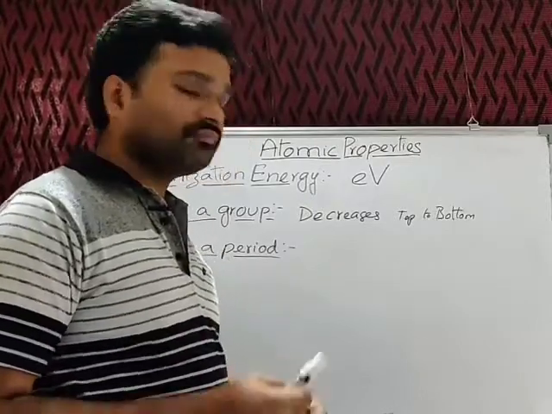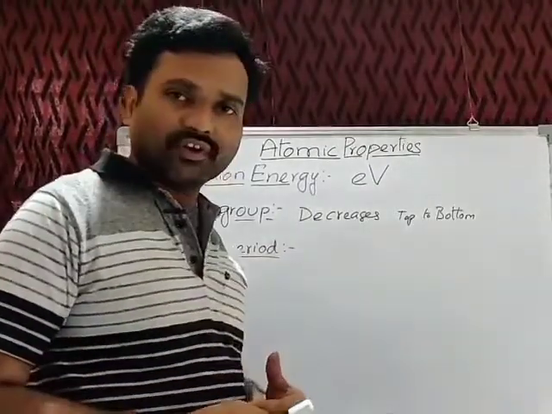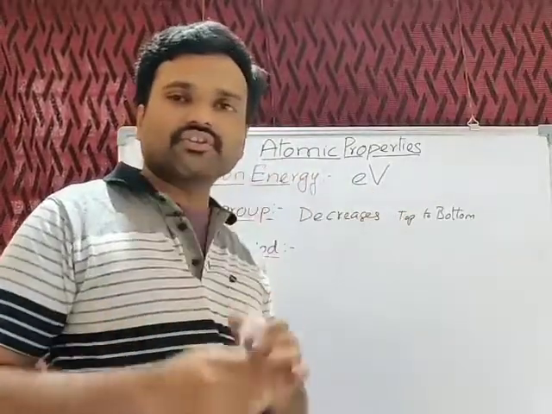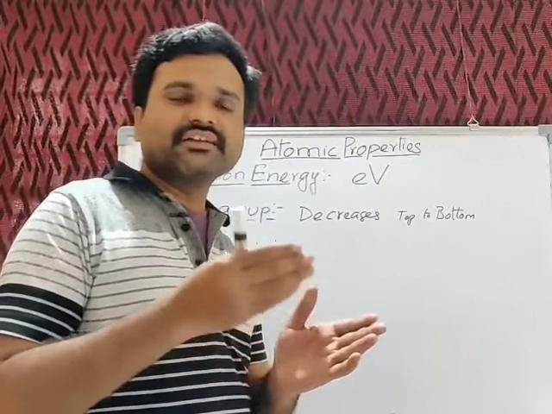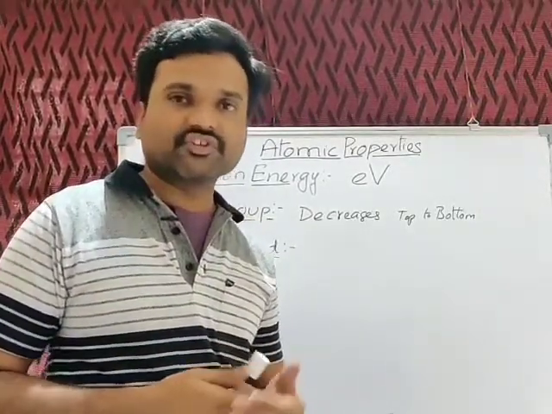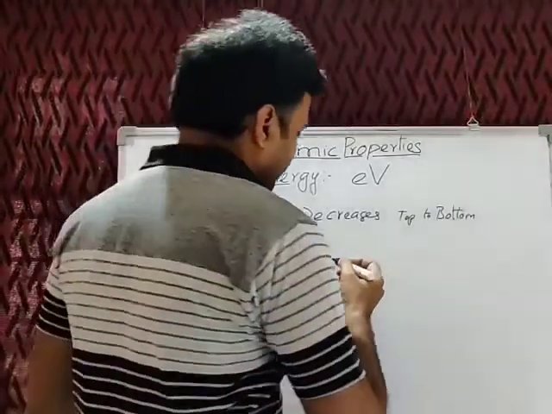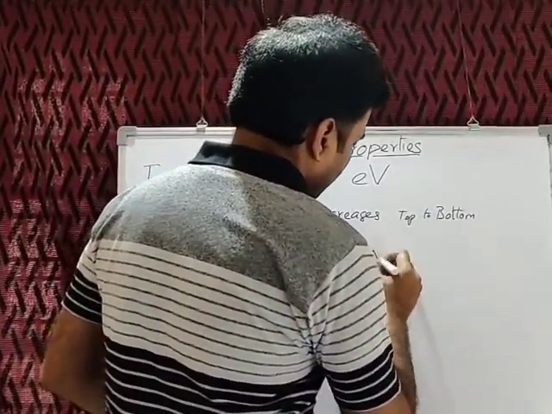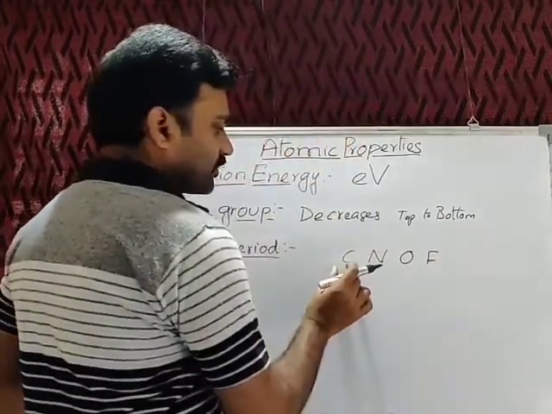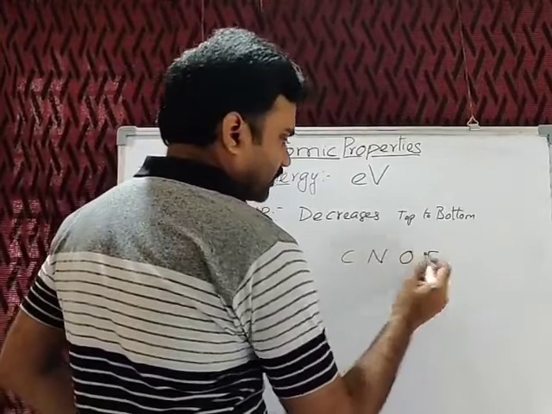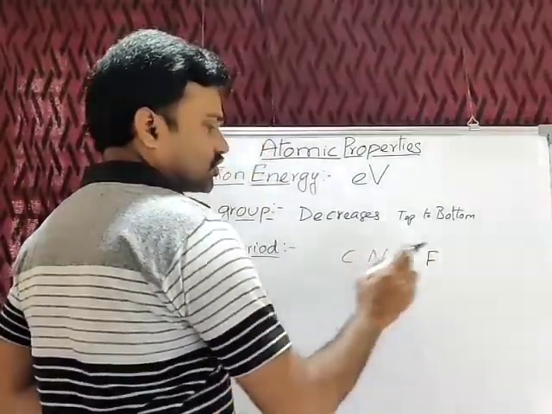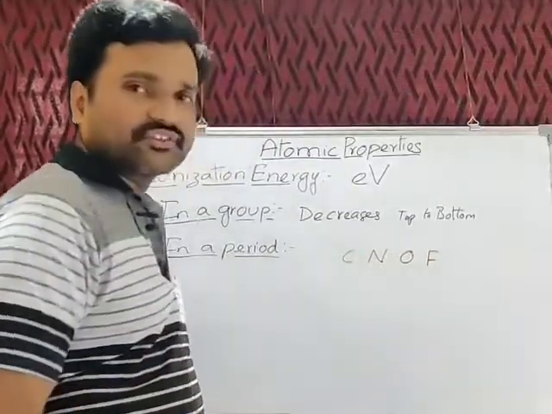One of them is half filled configuration and completely filled configuration. Actually, as size decreases, ionization energy should increase. But certain elements get some extra stability because of these half filled and completely filled configurations. For example, in the second period, there are elements like carbon, nitrogen, oxygen, and fluorine. As we move from carbon to fluorine, left to right, atomic size decreases. So this should have the lowest ionization energy and that should have the greater ionization energy.